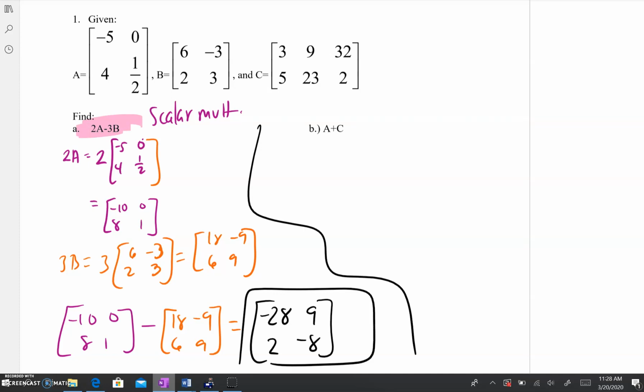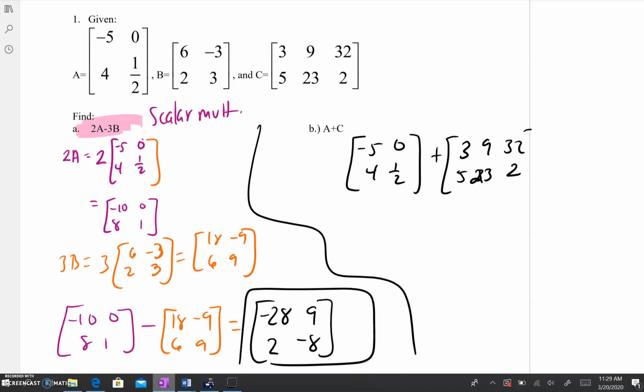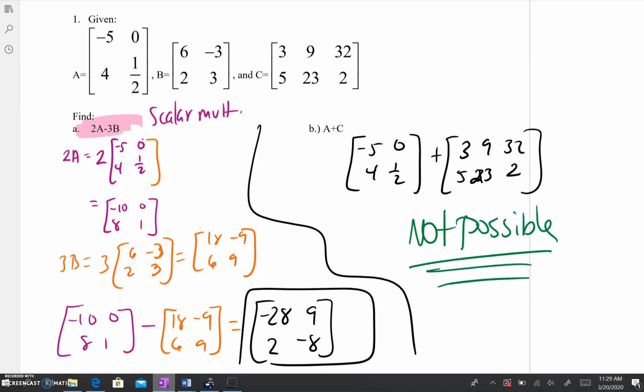The next one is A plus C. So if I want to add this matrix plus this matrix, oops, 23 and 2. At this point, you should be screaming at the computer at the top of your lungs. Not possible. Right? Because if you're trying to add them, you can match these guys up. You can match these guys up. But when you try and add this one, there's not another entry on the first row. So that's why it's not possible.